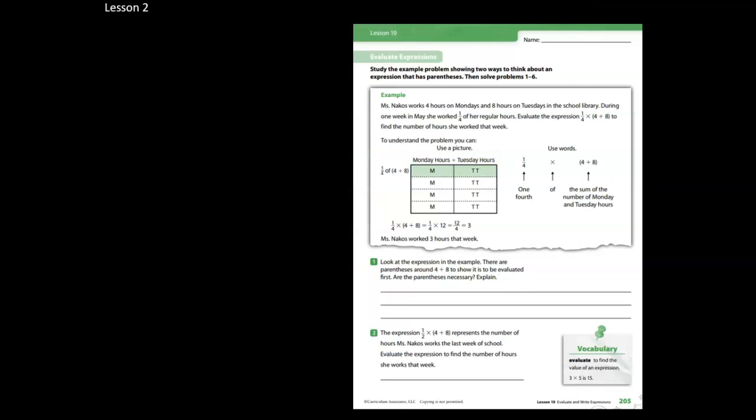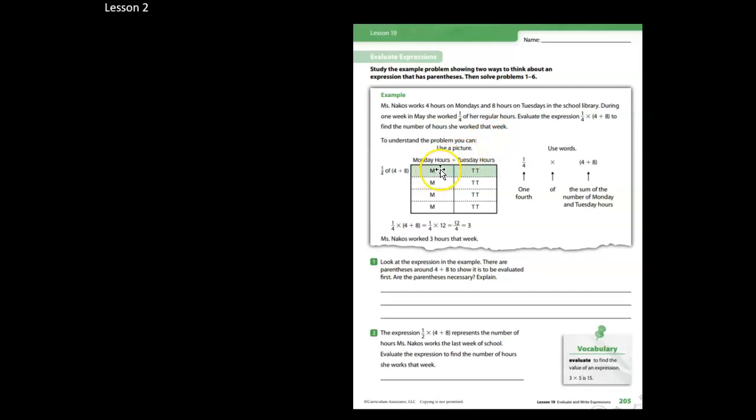Okay, practice pages. This one is a little different. I had to study it myself for a little bit. Miss Nakos works 4 hours on Monday, and that's why we have a Monday: 4 hours, 4 hours, 4 hours, 4 hours. And on Tuesday, she works 8 hours. So that's why it says Tuesday, Tuesday, because each letter represents 4 hours. During 1 week in May, she worked 1/4 of her regular hours. Evaluate the expression 1/4 times 4 + 8 to find the number of hours she worked that week.